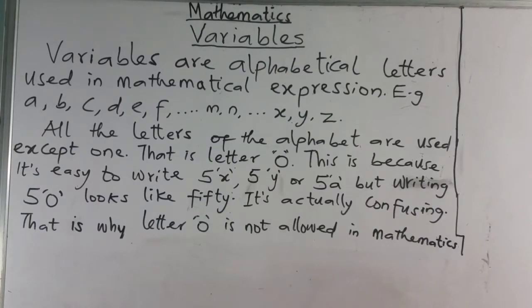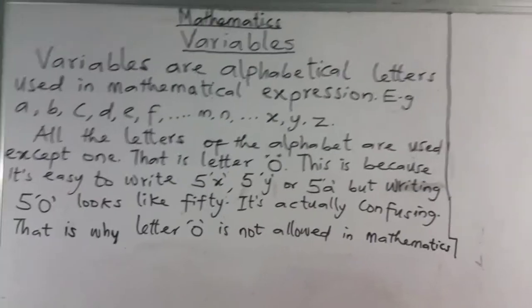Now, note that all the letters of the alphabet are used except one. There is a particular letter we don't use. That is letter O. This is because it is easy to say or to write 5x, and also it is very easy to write 5y or 5a, but writing 5o looks like 50. It is actually confusing. So that's why letter O is not allowed in mathematics.